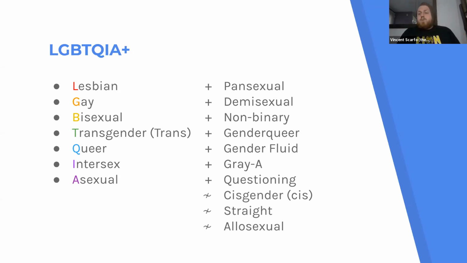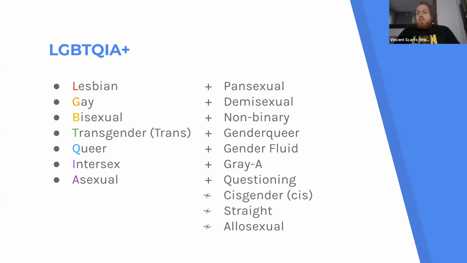And then allosexual is someone who does experience sexual attraction. So a gay man may be cisgender and allosexual, but they're not straight, so they are part of the community. But if you have someone who is cisgender, straight, and allosexual, they are not part of the community.